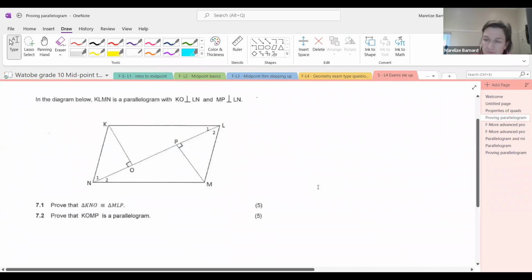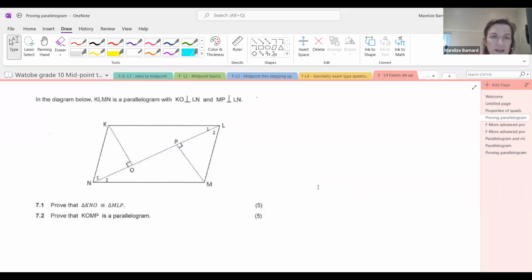Let's have a look. How are we going to prove that triangle KNO is congruent to MLP? So we do know that this is a parallelogram. So the opposite sides are parallel. They're also equal. And let's put our parallel line arrows on. Okay. So that's that. And let's see if we can prove that KNO is congruent to MLP.